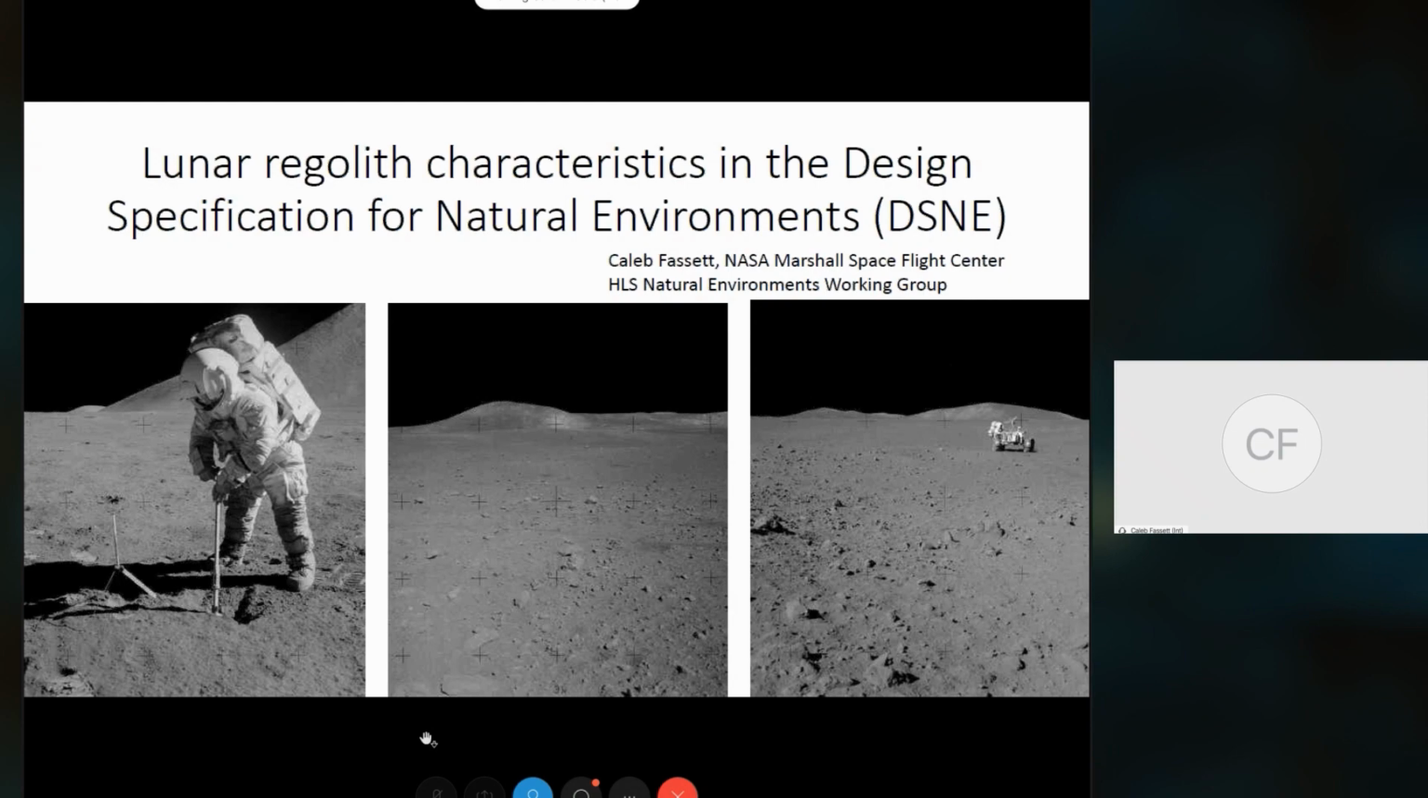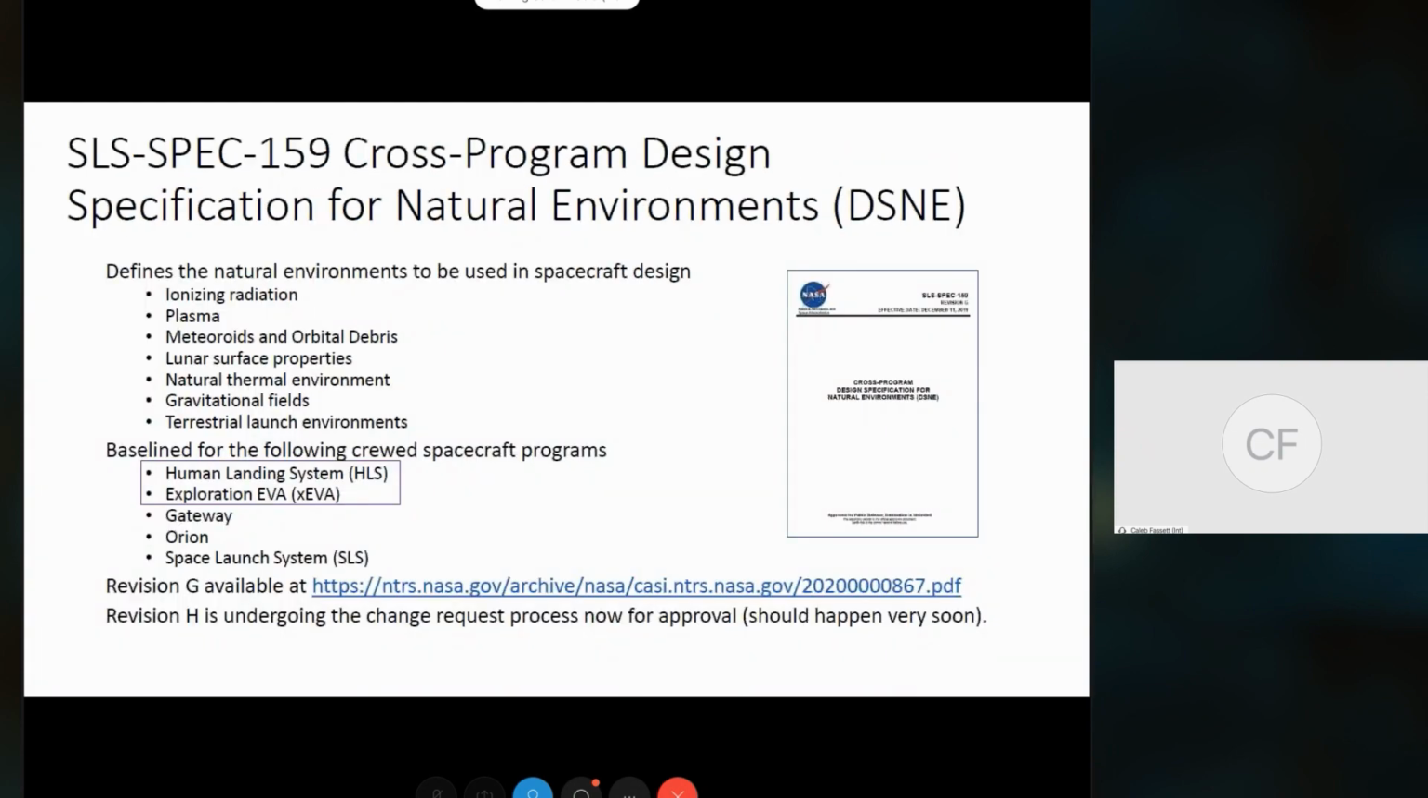So next slide, please. So the DSNE is a SLS spec. That seems like an odd thing, perhaps, but it's actually held against a lot of programs in the agency. So in particular for us, it's probably most interesting that it is going to be levied against the HLS lander itself and also the new suit. And if you look at the list of environments that are described in the DSNE, it includes a lot of things that aren't lunar specific, so environments related to the Earth.